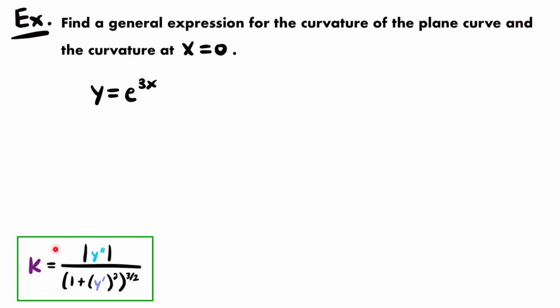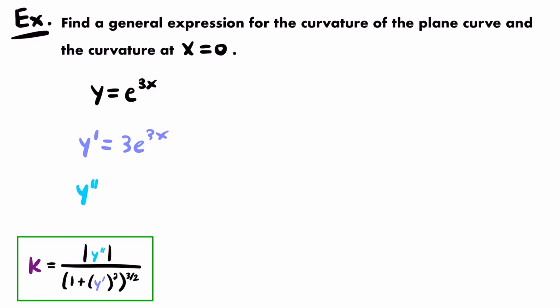To set up this curvature calculation, we just need the first and second derivatives of our expression for y. So let's start with y prime. Let's find the first derivative of y. Y prime will be equal to the derivative of e to the power of 3x, which will just be itself, but multiplied by the derivative of the exponent, which is 3. So you'll have 3 times e to the power of 3x. That's the first derivative. Now let's find the second.